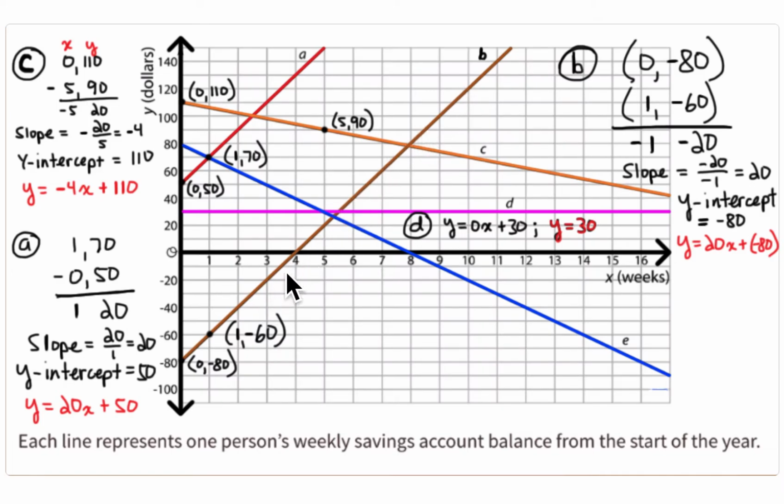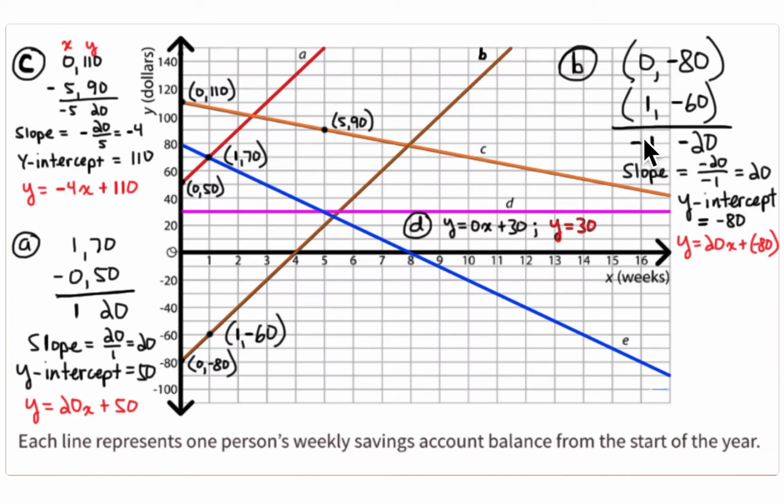And notice that this line is parallel to A, which was also saving. This person was also saving $20 each week. They just started out with $50 in their account. B started out with a negative $80 in their account where they owed $80. So you do the subtraction.